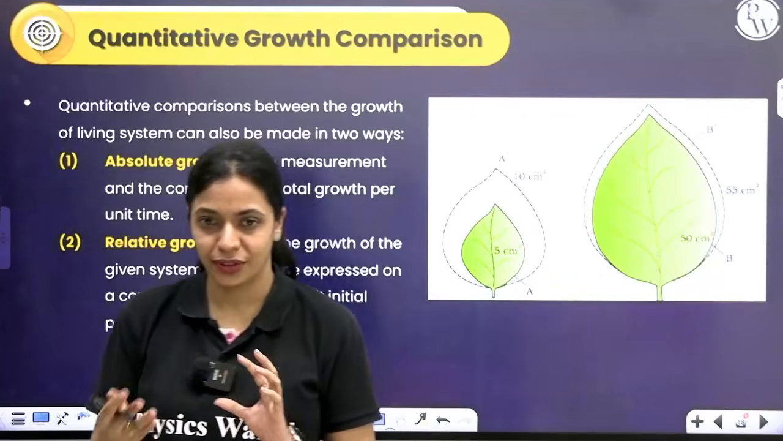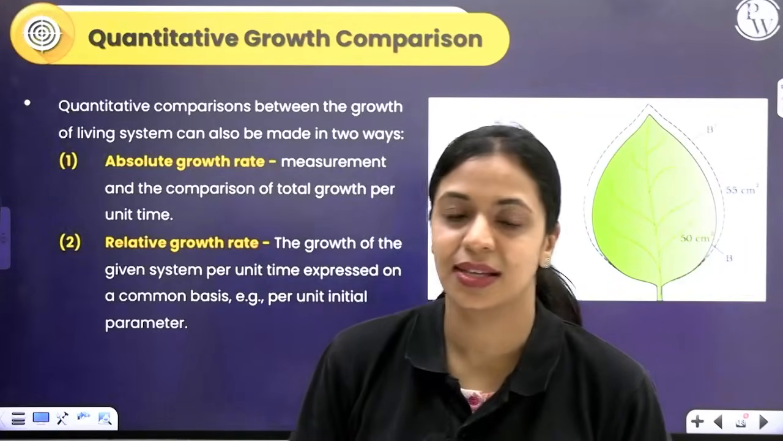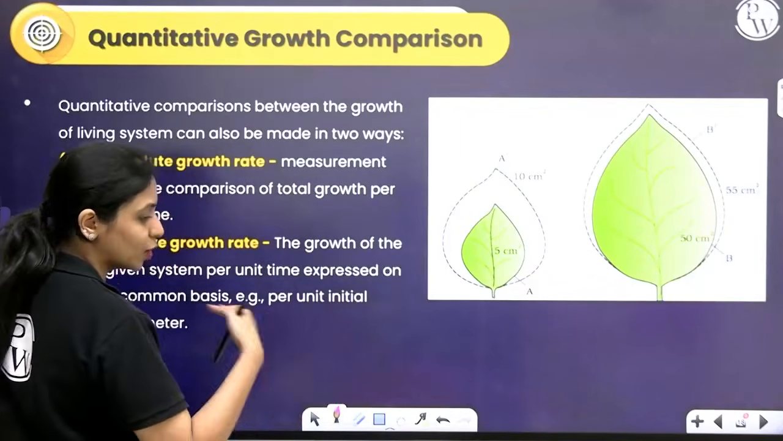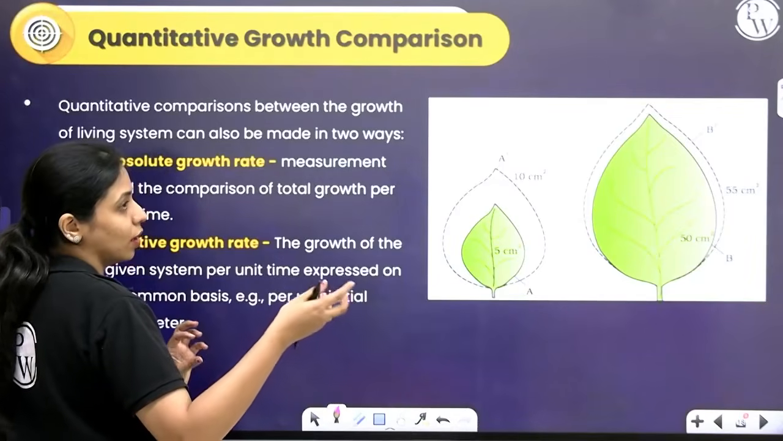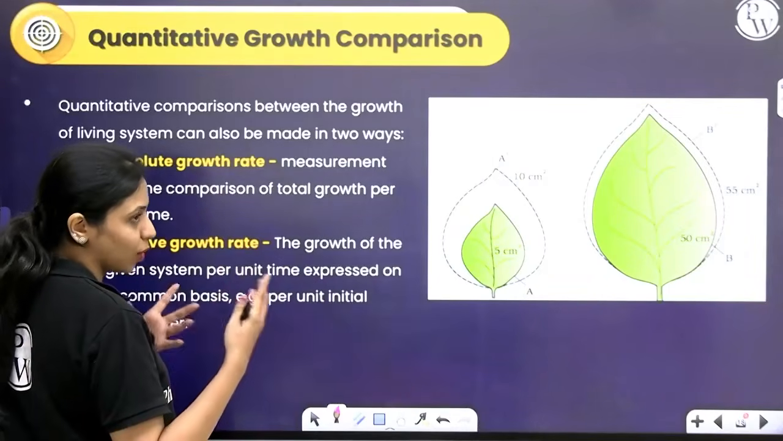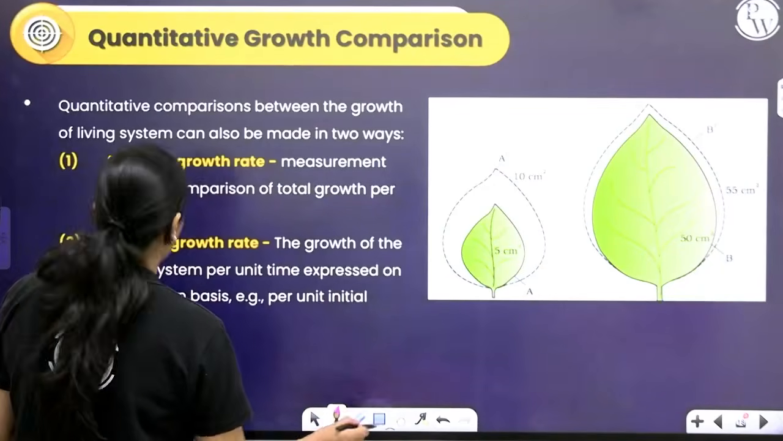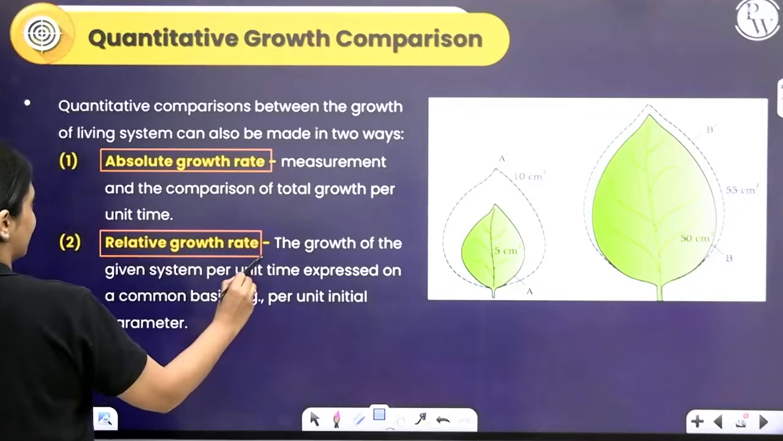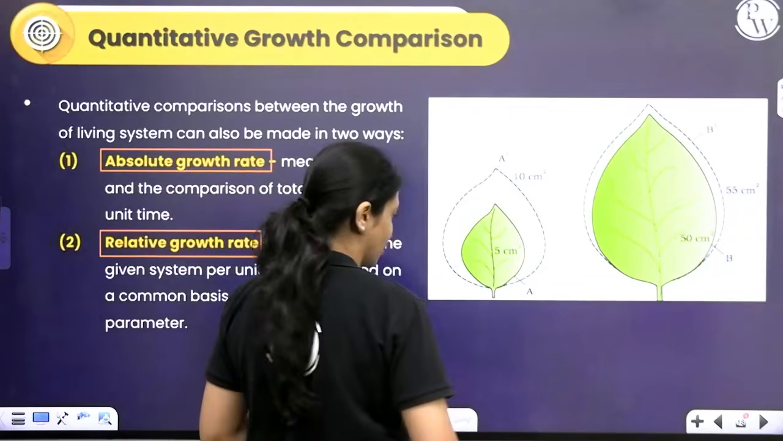There are 2 different types. One is absolute growth rate, the other one is relative growth rate. If you want to compare the growth rate in 2 different plants or 2 different parts of the same plant, then one is absolute growth rate, the other one is relative growth rate. So first let's understand absolute growth rate.